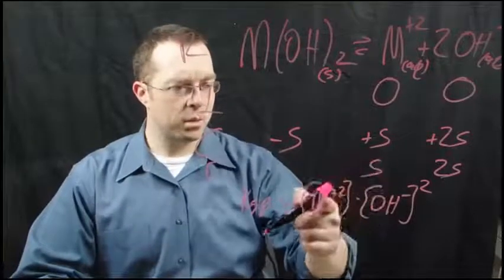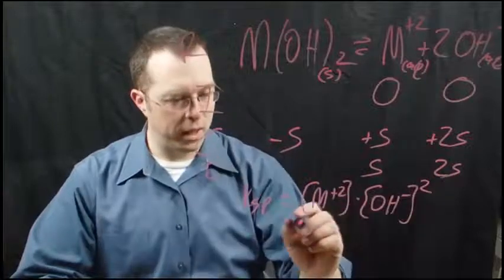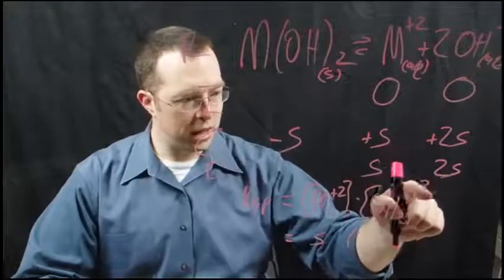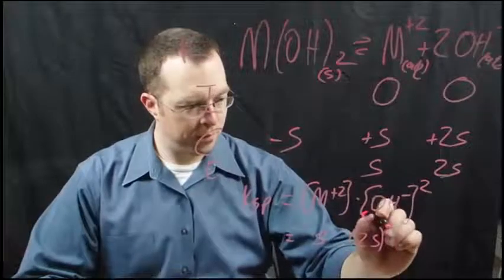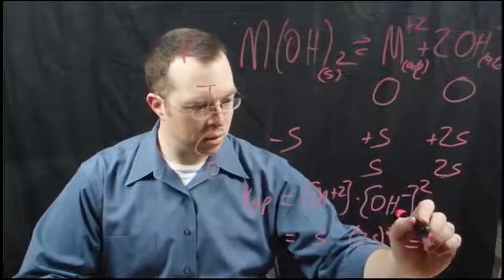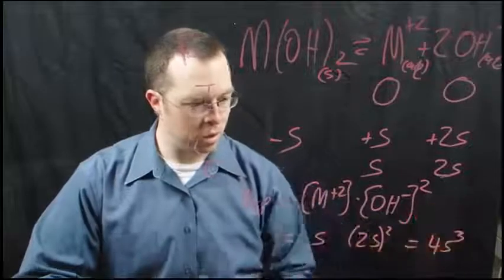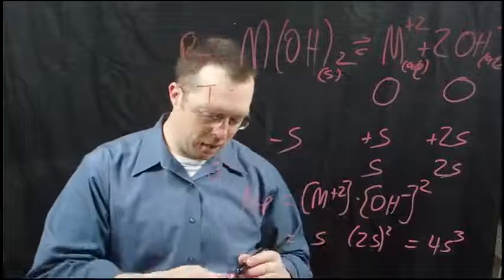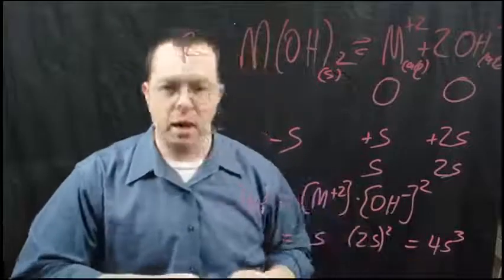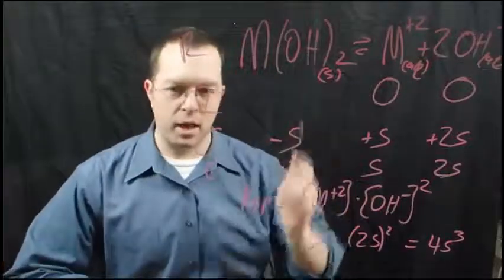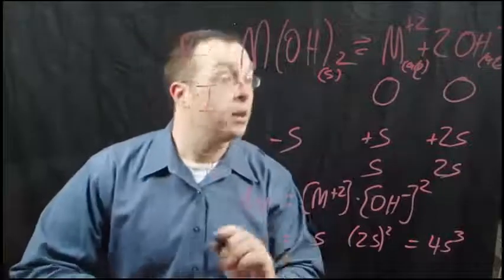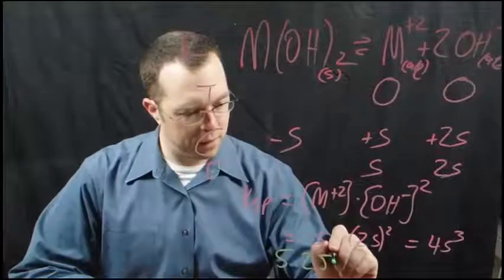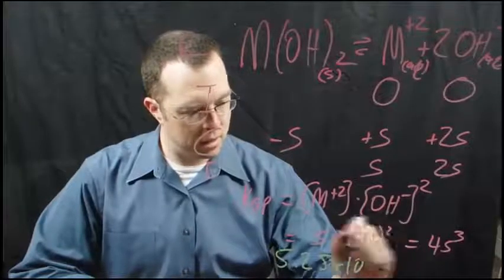Now we can go ahead and substitute in our S and our 2S. Remember, though, that the 2 and the S get squared. So this term reduces down to 4S cubed. At this point, you need the Ksp value. I haven't given it to you yet. Since I'm making up an element, I can make up a Ksp value. So the Ksp value I have made up for you is 5.25 times 10 to the minus 10th.